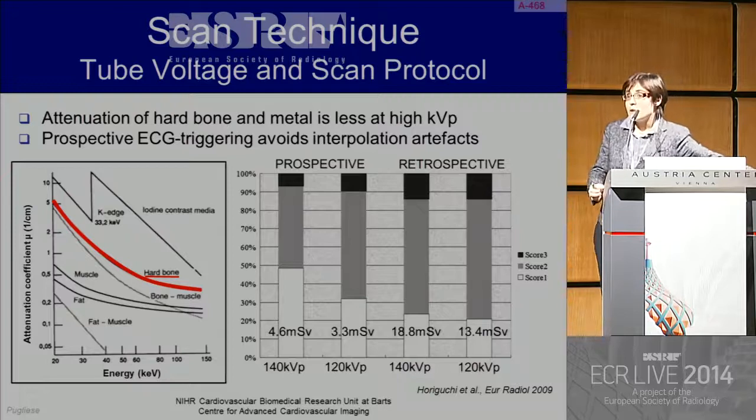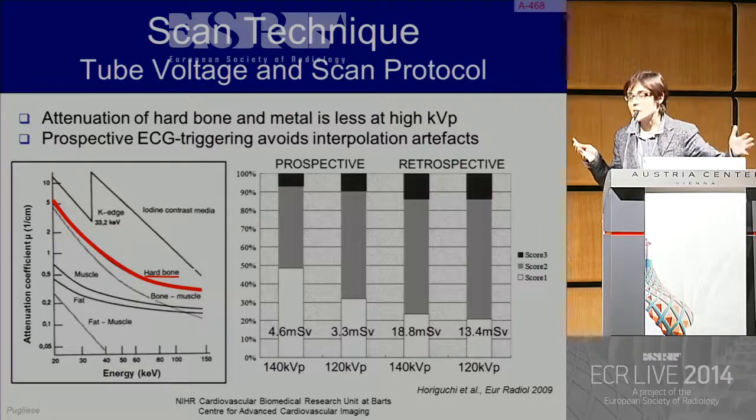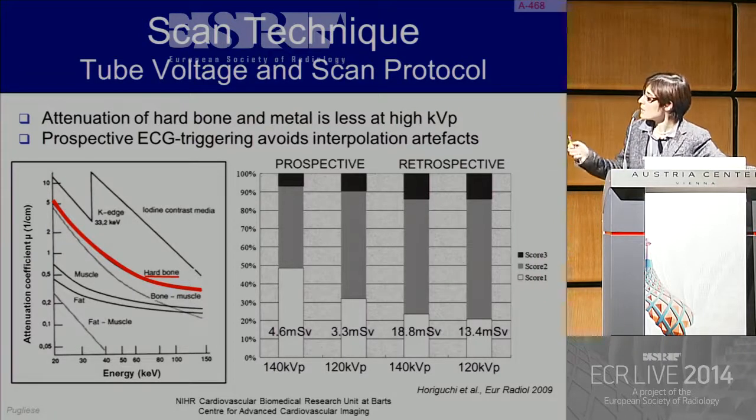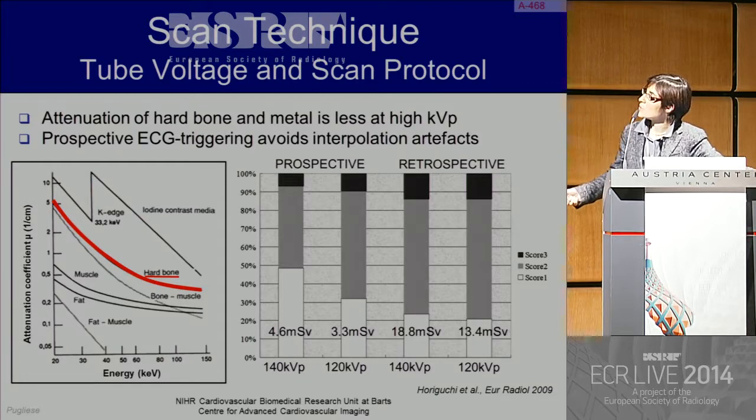Regarding the choice of the kilovoltage, we have to bear in mind that structures with a high atomic number, such as hard bone, for instance, and calcification, dense calcification behaves a bit like hard bone, have a quite typical pattern of X-ray attenuation, which you see shown here, indicated by the red curve. So hard bone has a lower X-ray attenuation when you increase the energy of the photons.